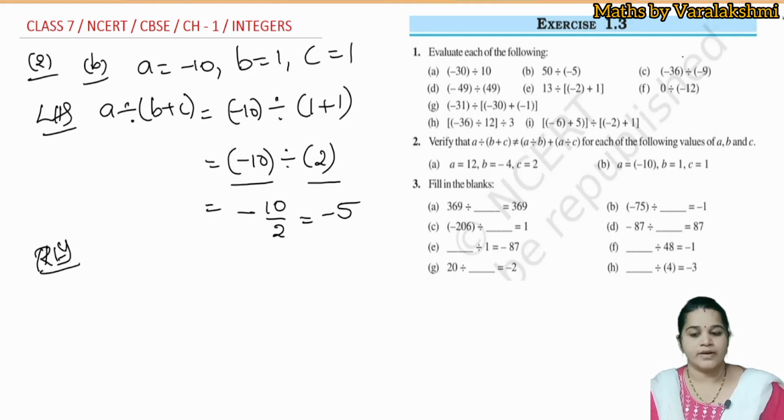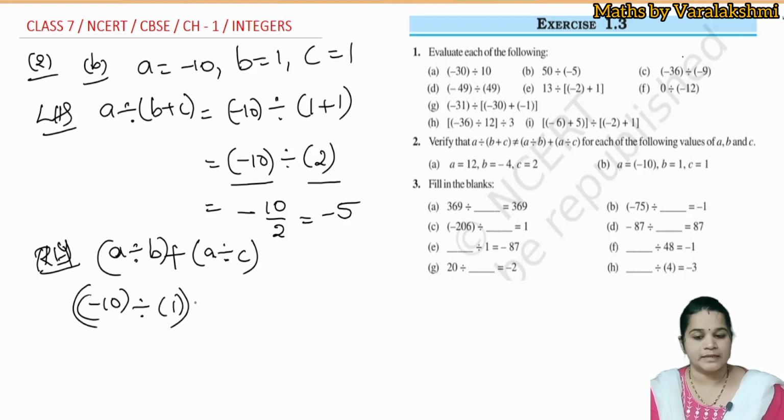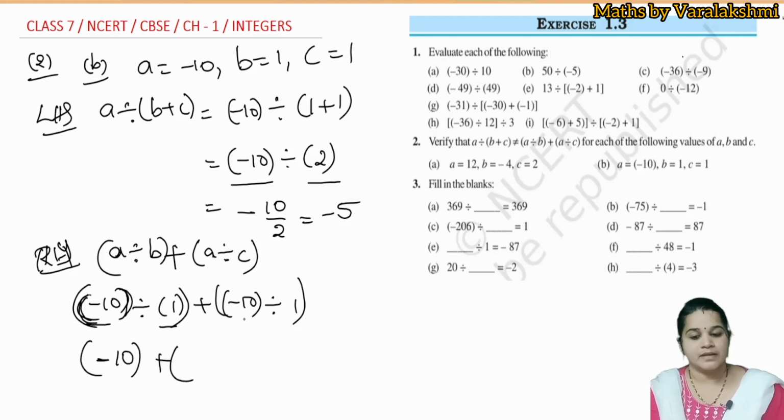Now we consider the right hand side of the equation, that is a divided by b plus a divided by c. Now substitute the given values over here: minus 10 divided by 1 plus minus 10 divided by 1. We need to separate the negative numbers within the brackets. Negative integer divided by positive integer, the resultant will be negative only. Minus 10 by 1 is minus 10. Here both are negative integers, and on adding two negative integers we'll get a negative number only. 10 plus 10 is 20.